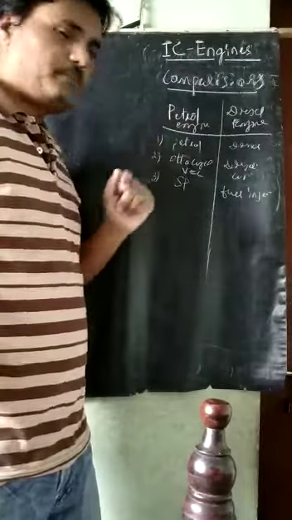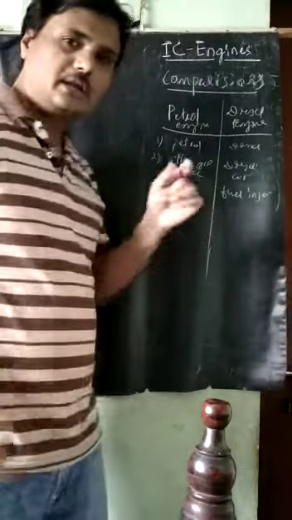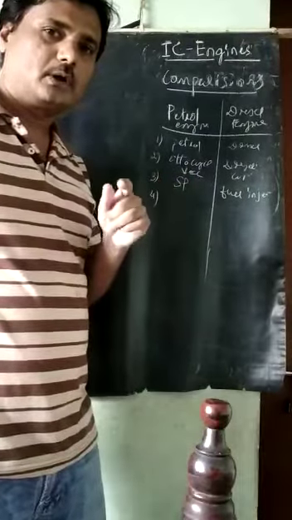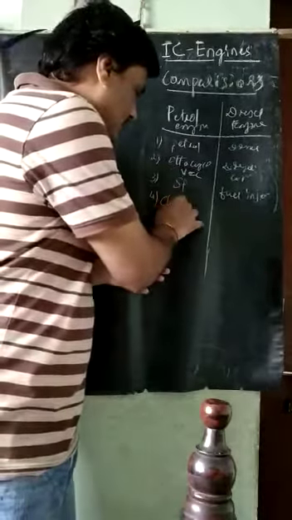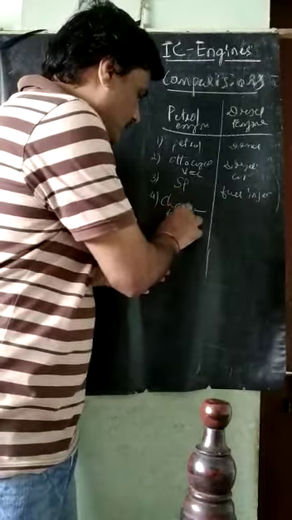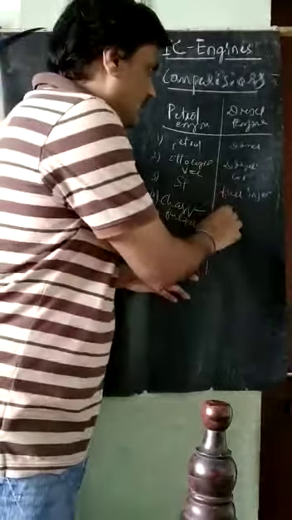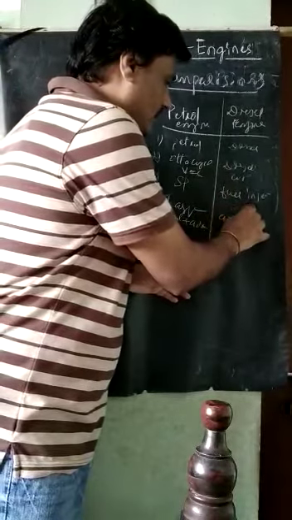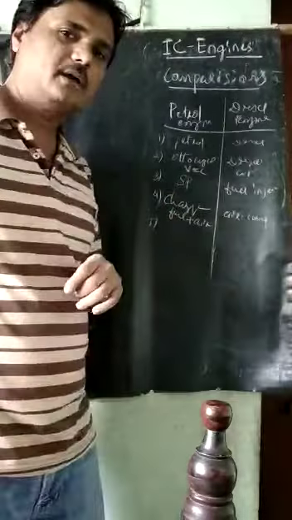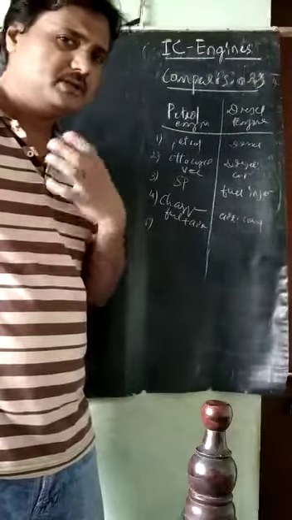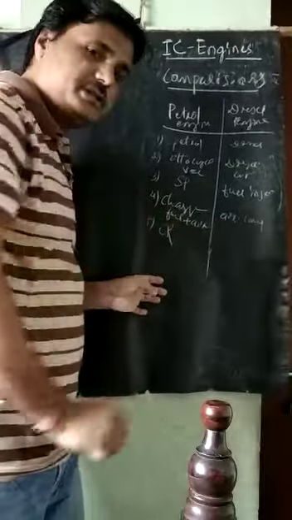And in case of the petrol engine, through suction, that is the inlet valve, the fuel plus air charge is coming inside. But in case of the diesel engine, only air is coming in.